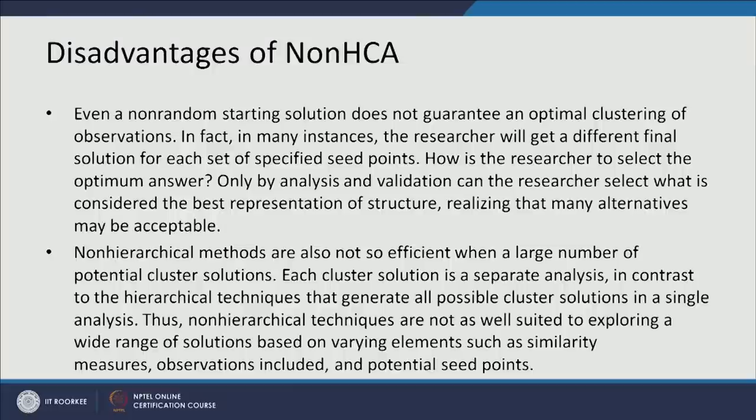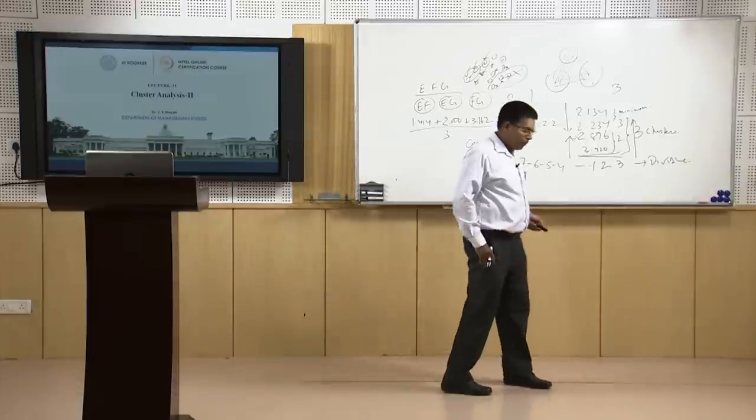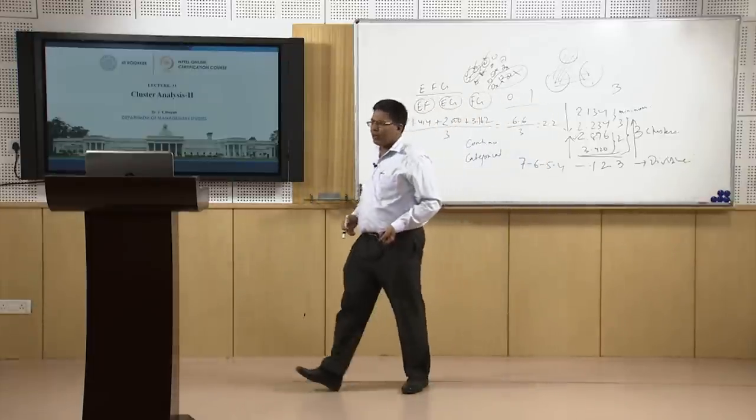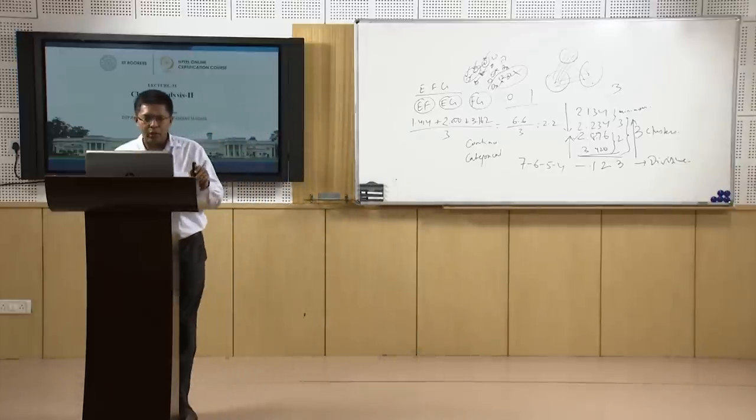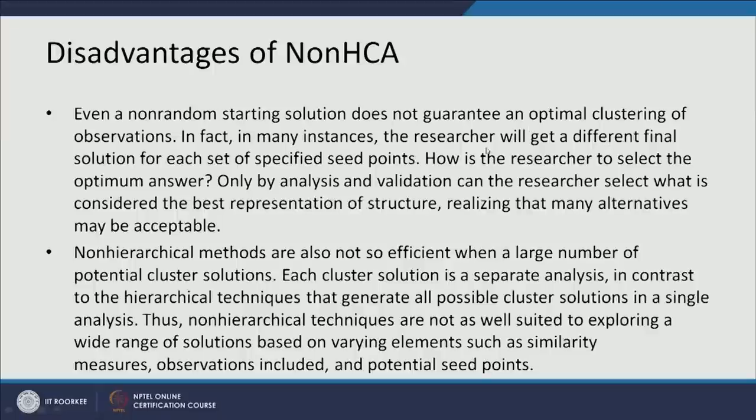Is there a disadvantage? Yes. What are the disadvantages? Even a non-random starting solution does not guarantee an optimal clustering of observations. Since sometimes you have chosen it randomly, it creates a problem, right. So it does not guarantee you a very effective solution. In many instances, the researcher will get a different final solution for each set of specified seed points. We can see that, right. So how the researcher is going to find the optimum answer is very difficult to answer in the case of non-hierarchical clustering.